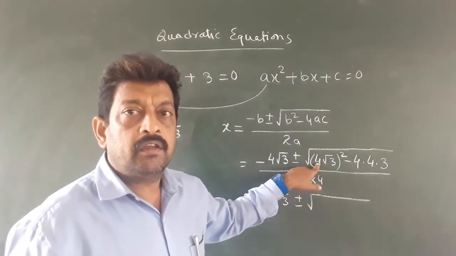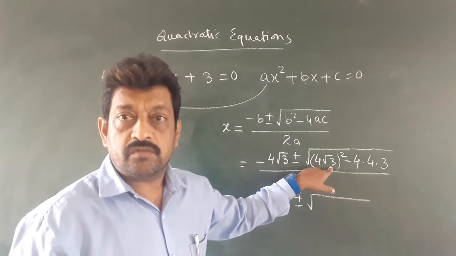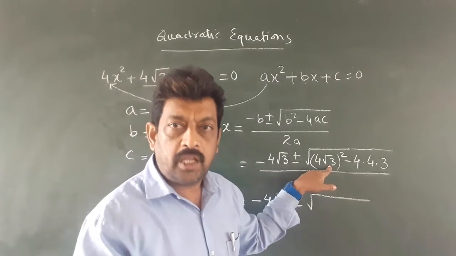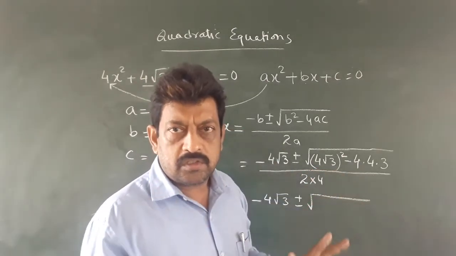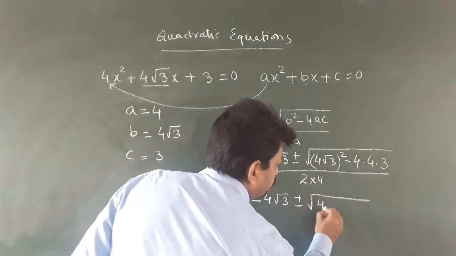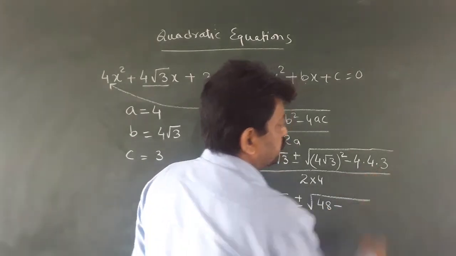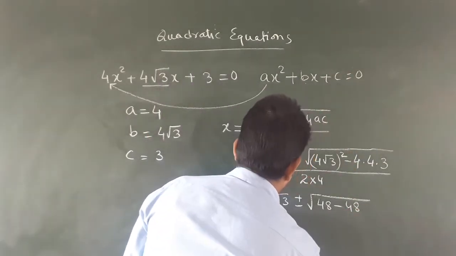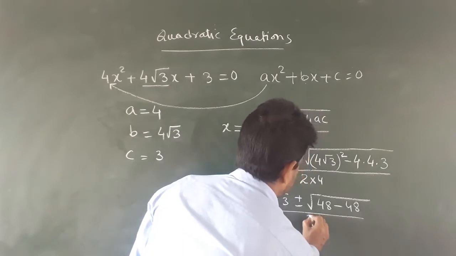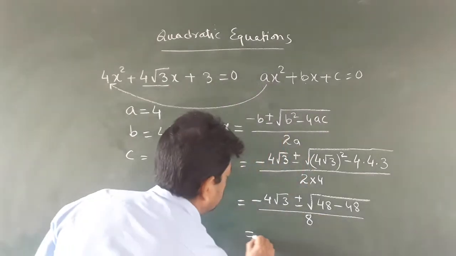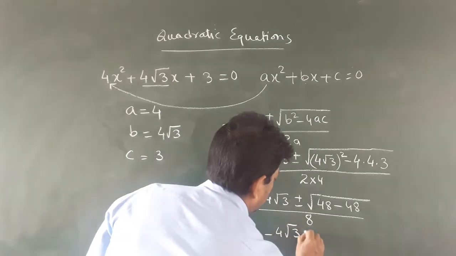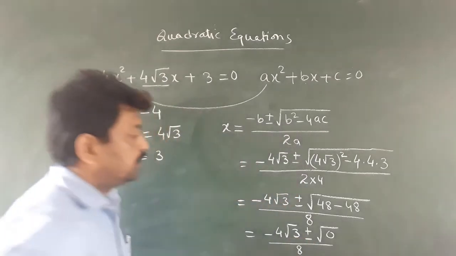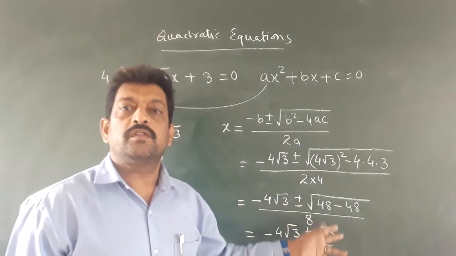4 square is 16 multiplied with root 3 square, which means 3. So 16 multiplied with 3. Remember, root 3 square means 3 and 4 square is 16. So 16 multiplied with 3 is 48, minus 4 times 4 times 3, that is 16 multiplied with 3, also 48. So it equals minus 4 root over 3 plus minus root over 0 upon 8. We all know root over 0 means 0 only.